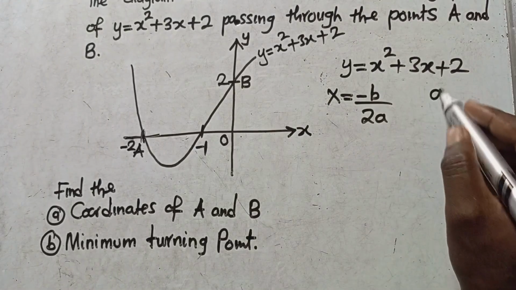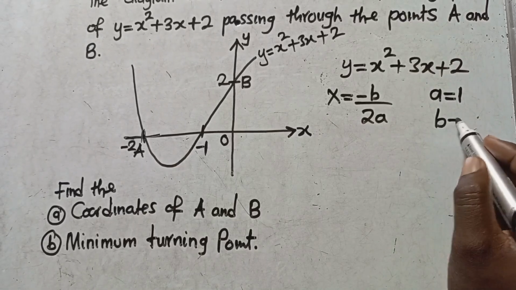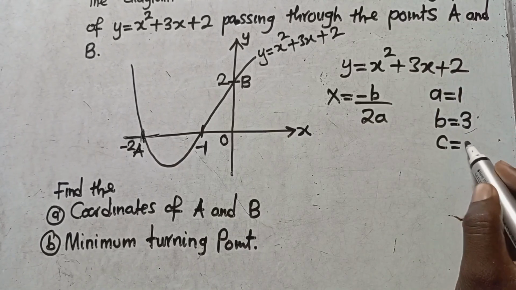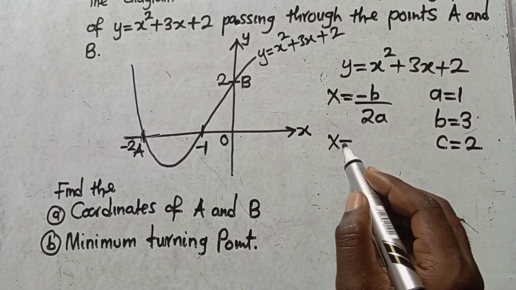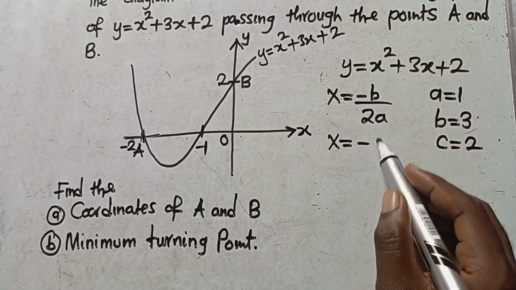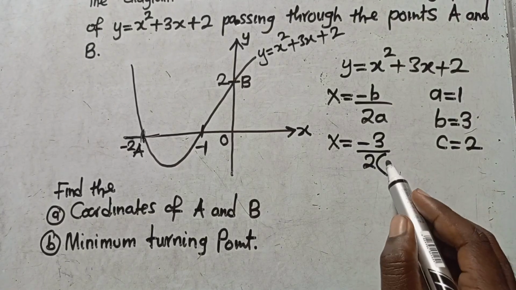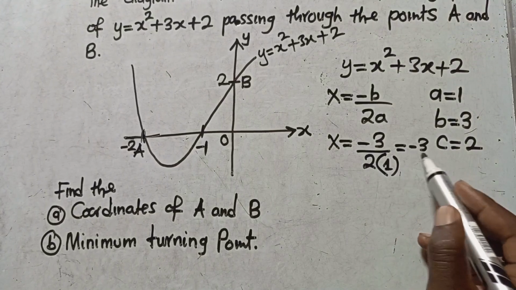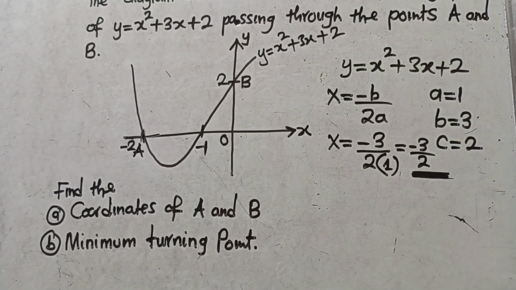In this case, a is what? A is this one, so a is 1. How about b? B is this one, 3. How about c? C is 2. The constant. So this is what we get to do. We just substitute there. X is equal to negative b, which is 3, over 2 multiplied by a, which is 1. So what is the answer there? Negative 3 over 2. That is the value for x. So I found the value for x.